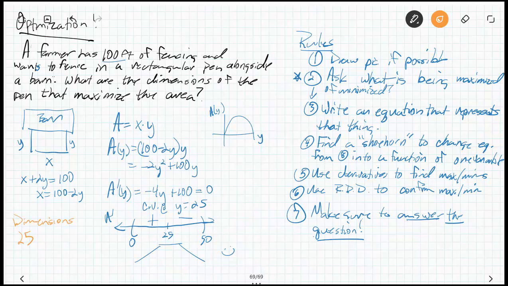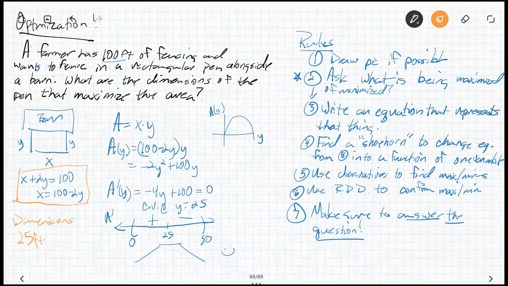Y is going to equal 25, but how do I find x? Now here's the coolest part. This little guy right here, this little shoehorn, as we called it, can always be used to come up with the other information that you might need. Like, had it said, what is the value, how wide should the pen be to maximize area? We'd be done, 25 feet, right?